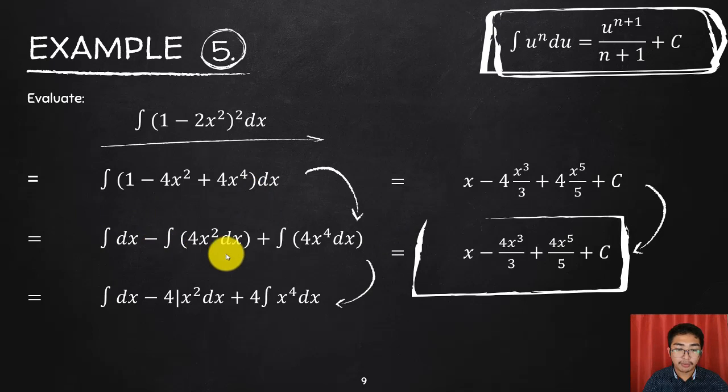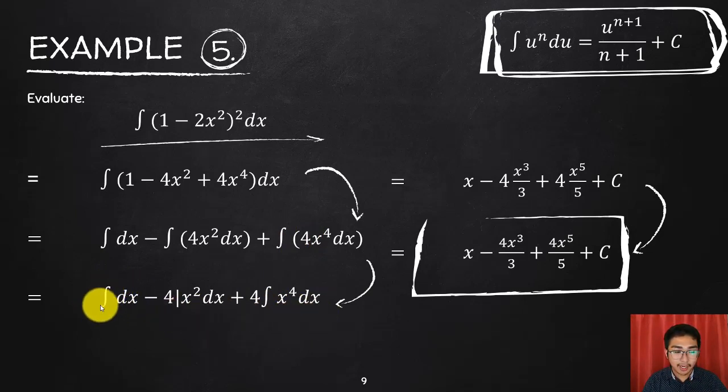But we can simplify the solution further by employing property number 3, which is factoring a constant out of your integral sign. So this 4 can be factored out of the integral sign, leaving the integral of x squared dx. This 4 can also be factored out of the integral sign, leaving you with three integration processes.